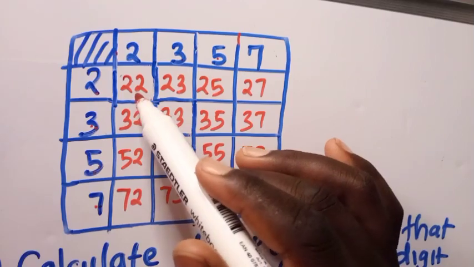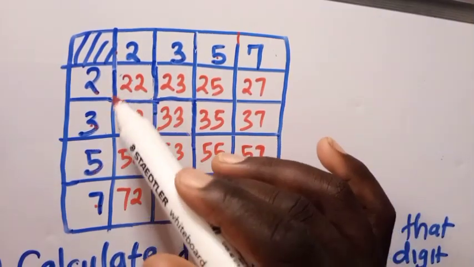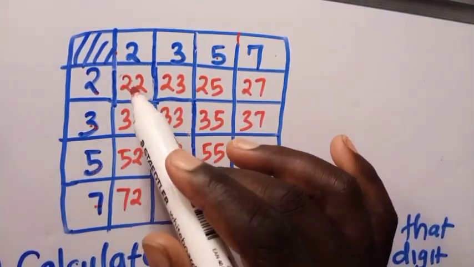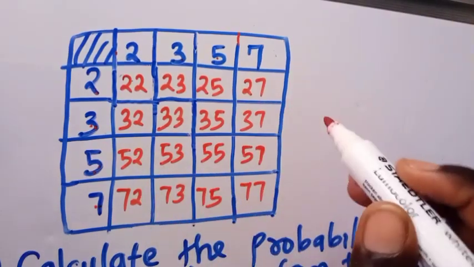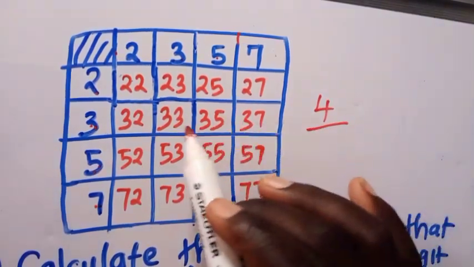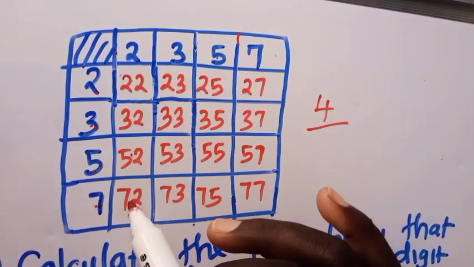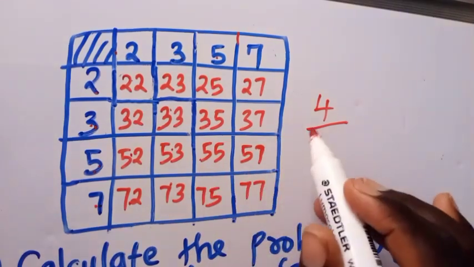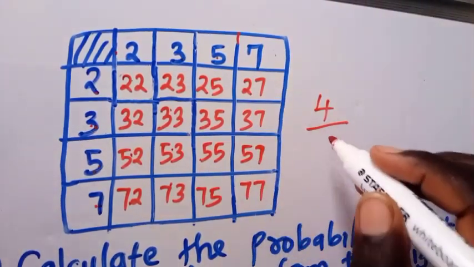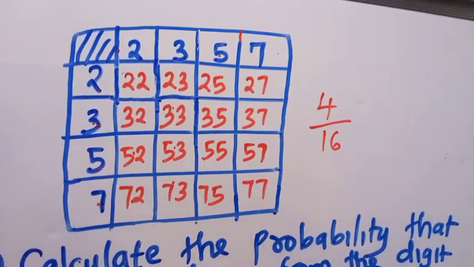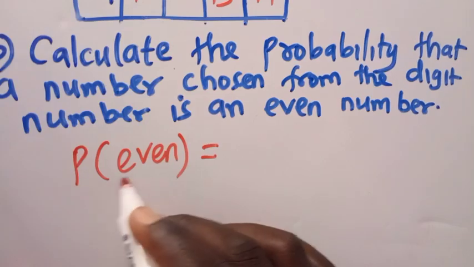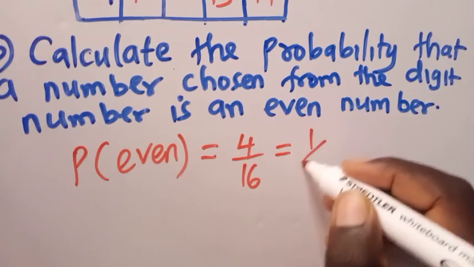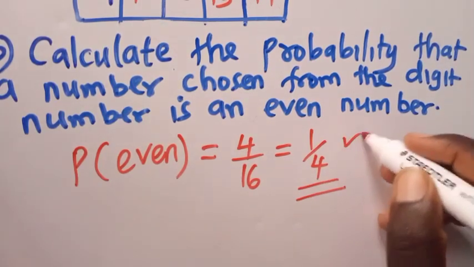Now in this case, we shall have these 4 as our even numbers. The rest are prime numbers or odd numbers. So we have 4 even numbers out of 16 outcomes in total. Therefore, it is 4 over 16. The probability of getting an even number is 4 all over 16. And if we simplify it, it becomes a quarter. And that is the answer that we shall obtain.